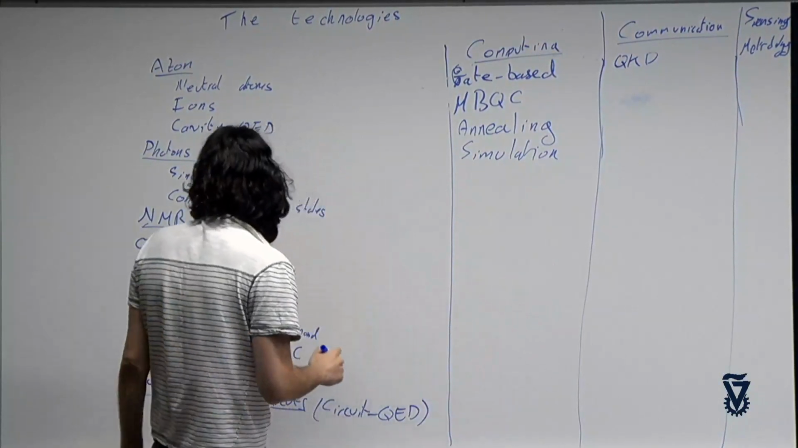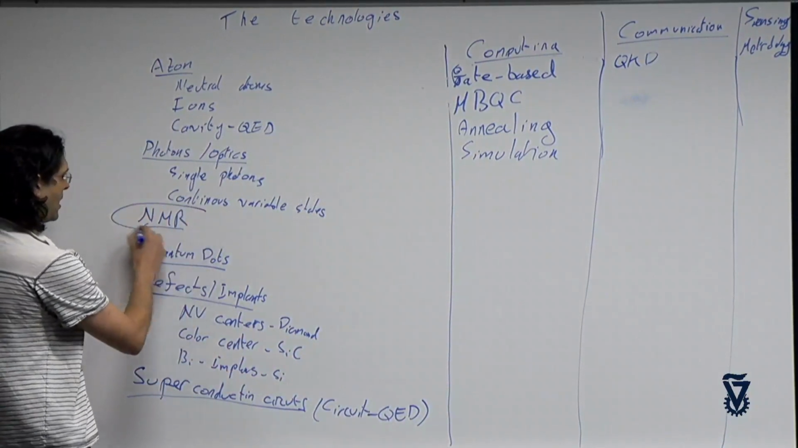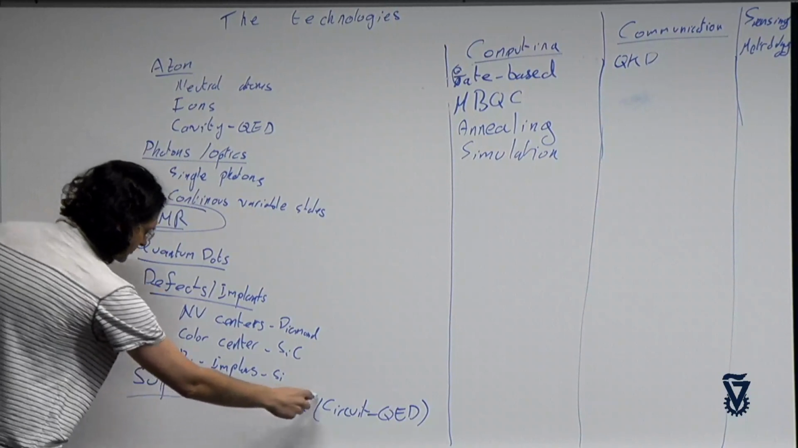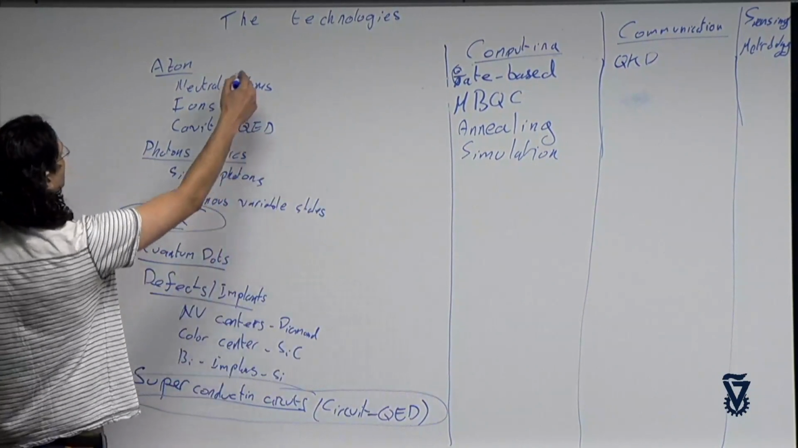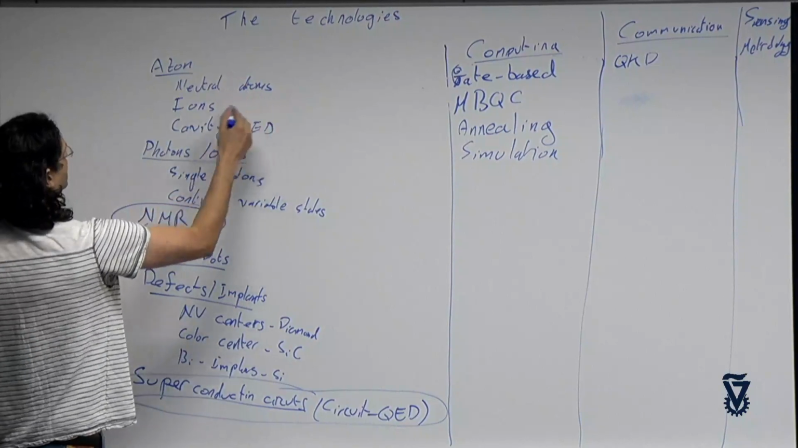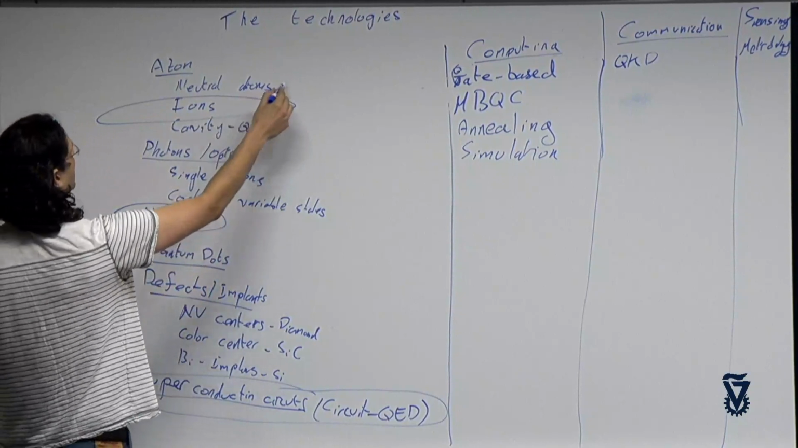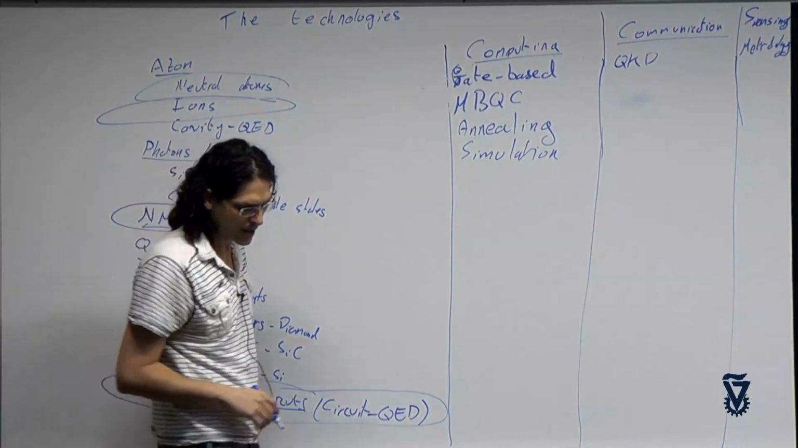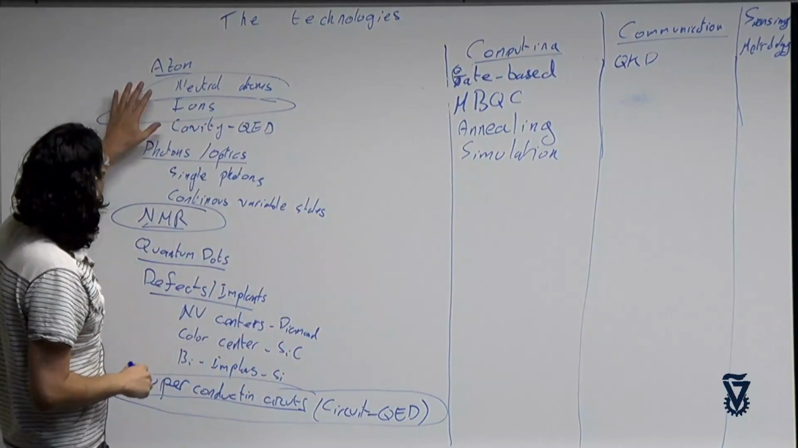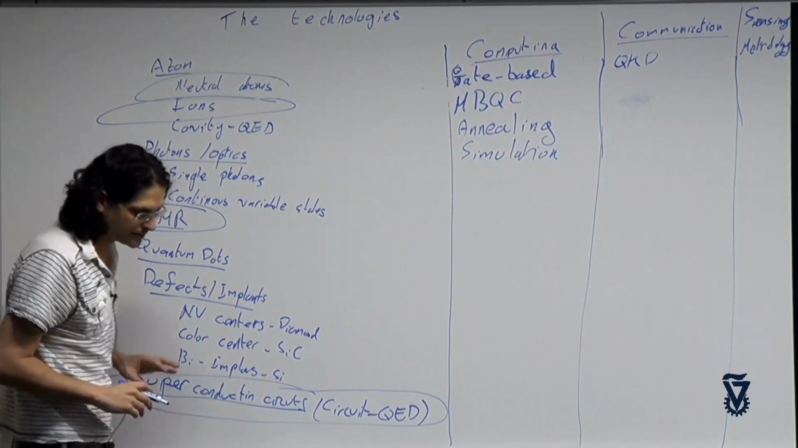Okay, and the technologies that we'll be focusing on most are going to be NMR, superconducting circuits, trapped ions, okay? We're also going to talk about some neutral atoms. That will be our guest lectures, okay? But basically, we're going to be talking mainly about trapped ions, superconducting qubits, and NMR, okay?